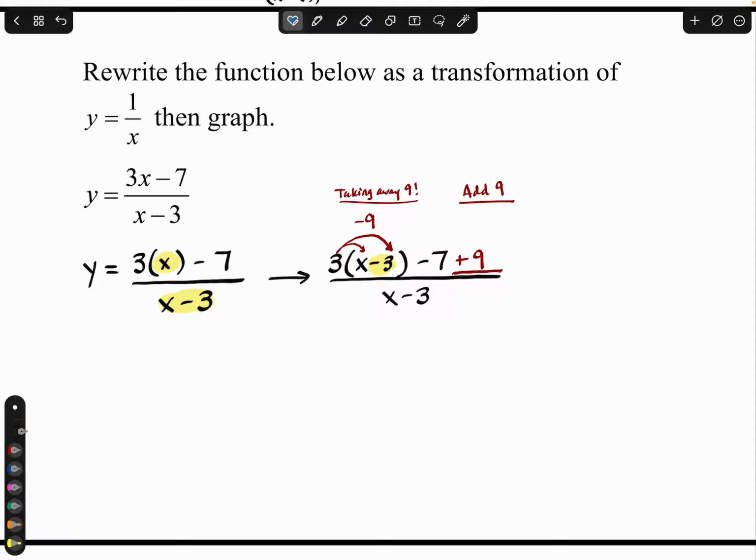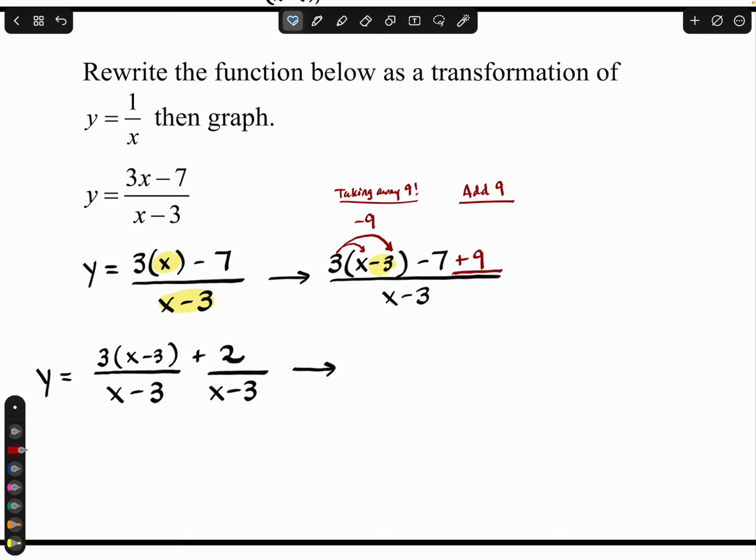So what does that do for us? Now we have 3 times the quantity of x minus 3, and then when I do that minus 7 plus 9, that's going to be a plus 2. Then I'm going to give both parts their own denominator. I skipped one of the steps I did in the previous one, where I wrote it as one fraction first, but just for space's sake so you can follow along, I jumped over that step. You could write it as one fraction first and then split it if you're more comfortable with that. I just did it in one step.